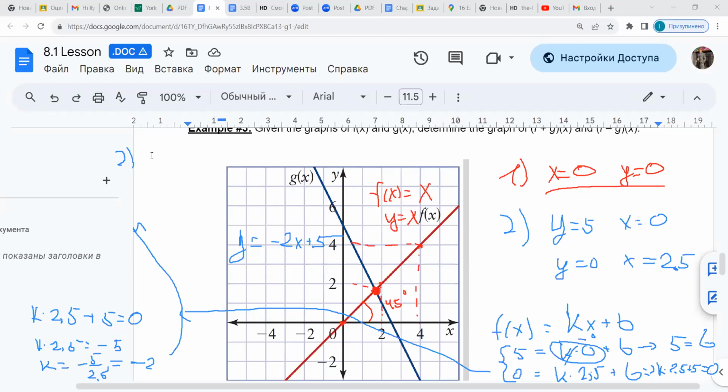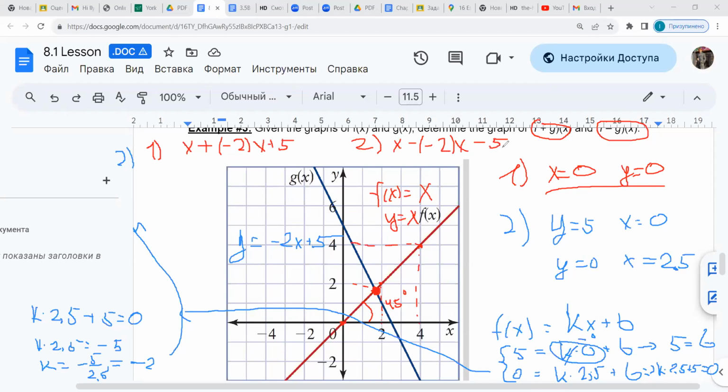So what we have to do now is find graphs of f plus g of x and f minus g of x. f plus g of x would be x plus negative 2x plus 5, and f minus g of x is going to be x minus negative 2x minus 5.